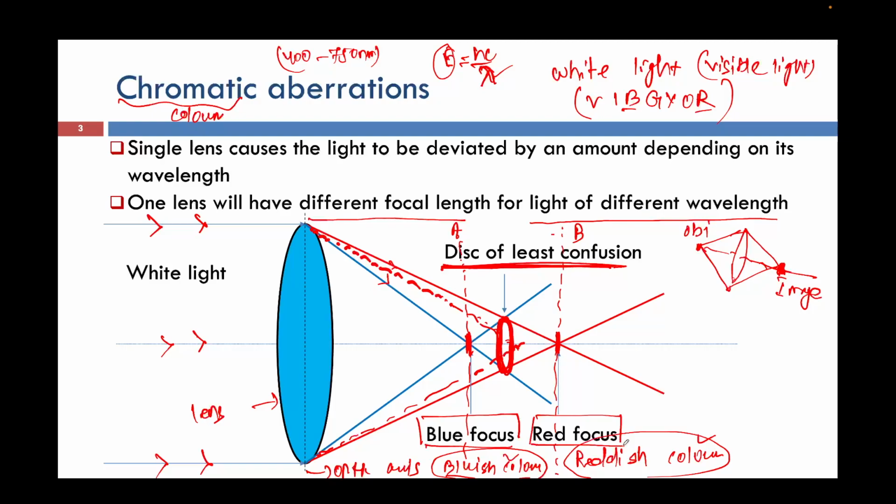So in chromatic aberration you have to remember three things. One of them is the disc of least confusion, where the effect from both extreme wavelengths is minimized. Instead of a point, we are getting a disc-like structure, and that disc is called the disc of least confusion. One of the extreme ends of the wavelength will be the blue focus, and the other extreme end will be the red focus. So these are called chromatic aberrations, which occur when white light is refracted through an optical lens.